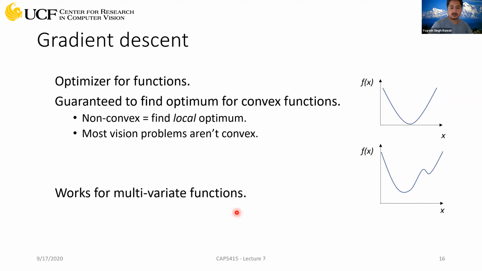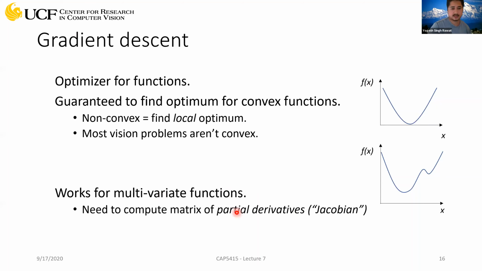This approach will work on multivariate functions, of course. Instead of a single derivative, we'll have to compute partial derivatives, the Jacobian matrix. You saw this when you were computing edge detection, right? For computing derivatives in your images, you were computing partial derivatives first in the x direction and then in the y direction.